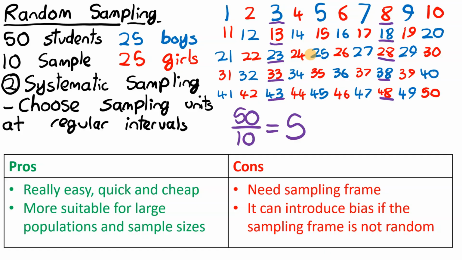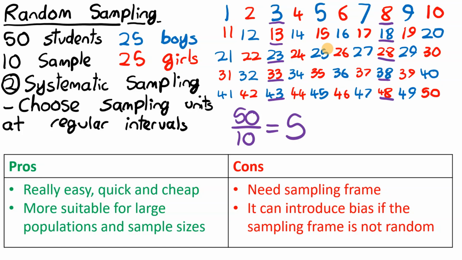Now the disadvantages with this method. The first one, again, you need a sampling frame because you need to give all of the students numbers like this here. The other disadvantage, this is a bit difficult to get your head around, is it can introduce bias if the sampling frame is not random.